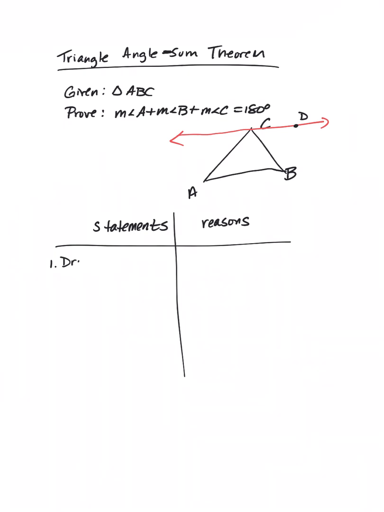Okay, so draw auxiliary line CD parallel to AB. And the reason you're allowed to do this is because through any point not on a line, there exists exactly one parallel line.